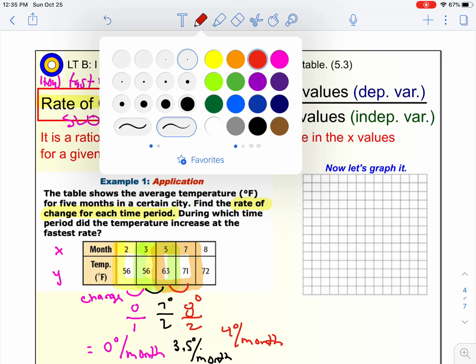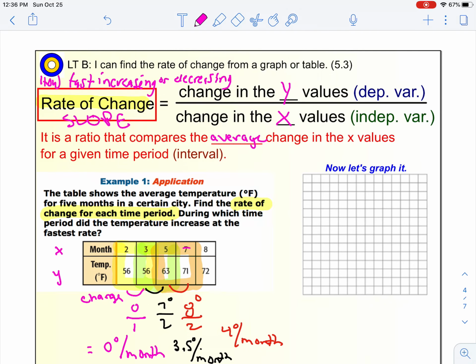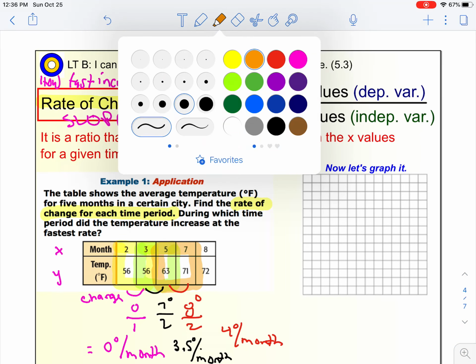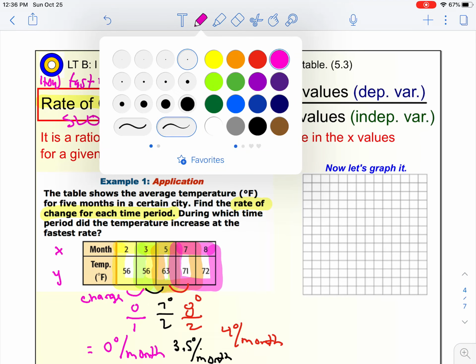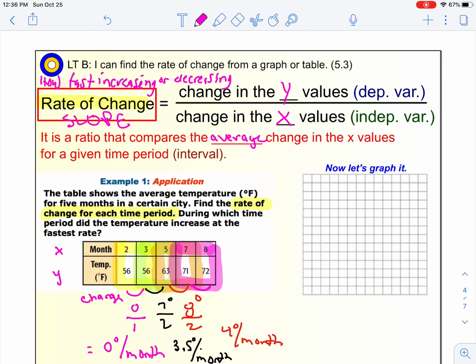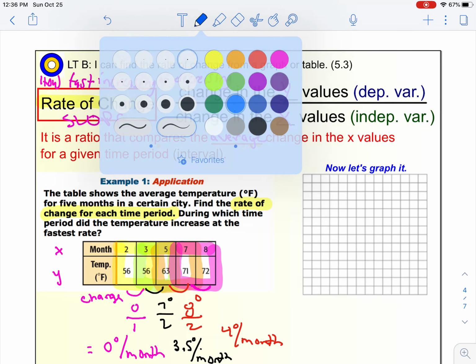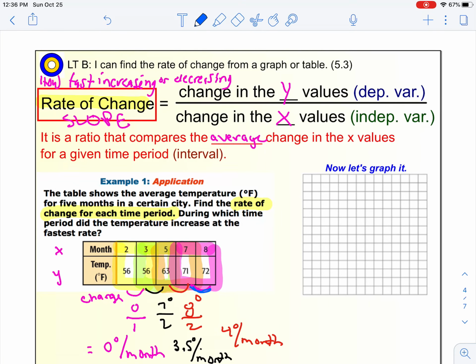But let's look at our last time frame to make sure. So now let's look at between, oops, that is not what I wanted to do. Hold on, let me get a different highlight color. So let's look at 7 to 8 months. How much did it change between 7 and 8 months? Well, the change right here, oh, it did not let me use a different color. Here we go, let's try again. How much did it change? It only changed 1 degree, and 7 to 8 months is 1 month. So that average rate of change is 1 degree per month.